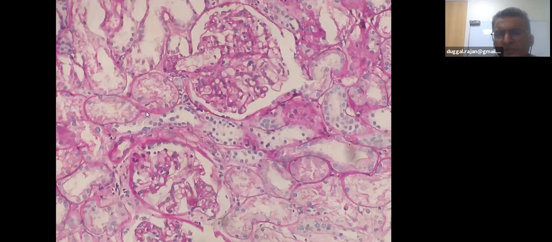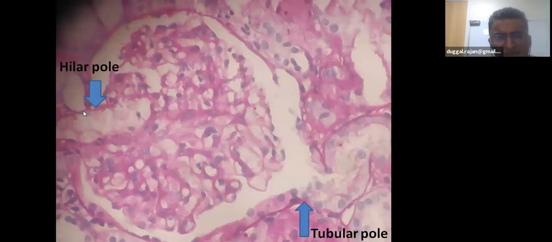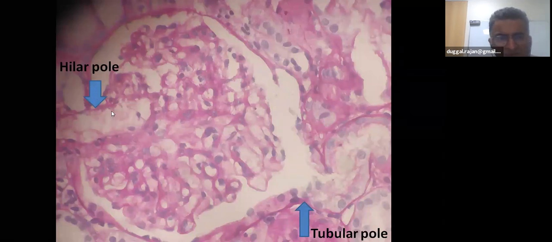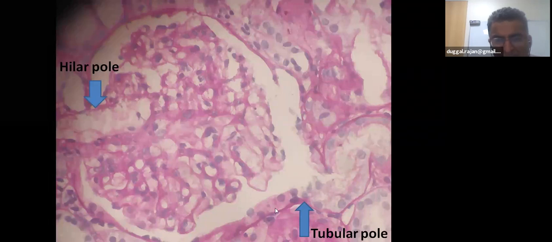Otherwise, the tubules look fine, except for maybe an occasional few tubules showing very minimal patchy tubular dilatation and all that, but no significant tubular injury as such. So this is just to highlight that there is a hilar pole and this is a tubular pole of the glomerulus. You can see that. So this is a vessel, this is the renal hilum here, and these are the capillary loops, and this is the Bowman's capsule, and these are the parietal epithelial cells which are next to the Bowman's capsule, and this Bowman's capsule continues with the proximal tubule here. So this is a tubular pole.